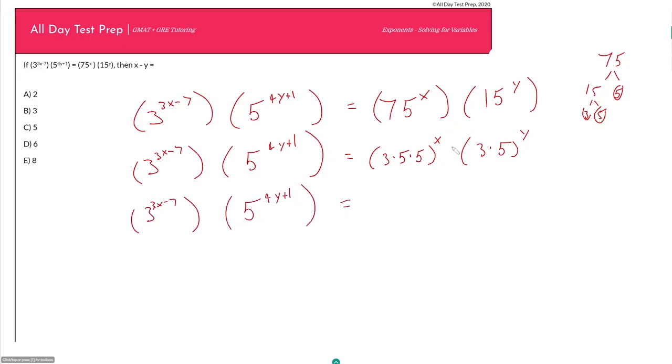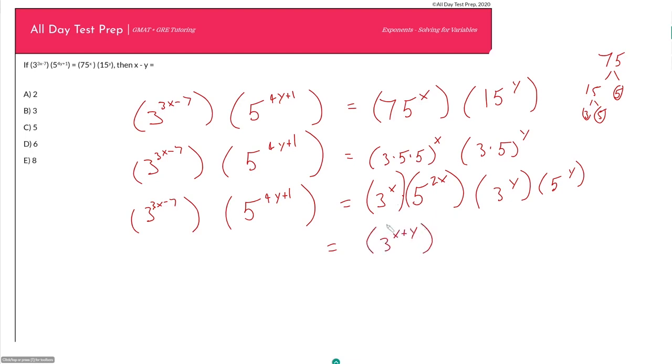So now we just got to use our exponent rule. What do we say here? When we have a quantity raised to a power, this power gets distributed to all the values within our parentheses. So this would just be 3 to the x, and this is just 5 squared raised to the x, so 5 to the 2x, times 3 to the y times 5 to the y. Now I have exponents with the same base that I am multiplying, so 3 to the x times 3 to the y just becomes 3 to the x plus y. And 5 to the 2x times 5 to the y is just 5 to the 2x plus y.